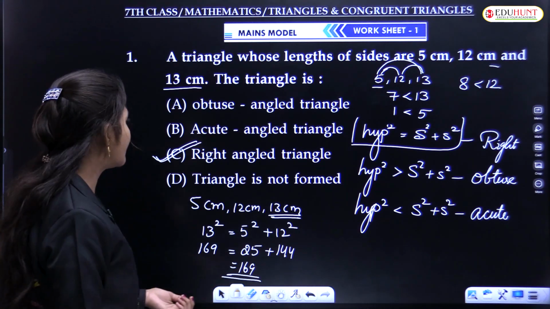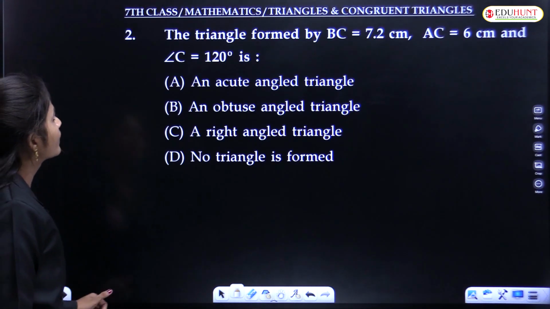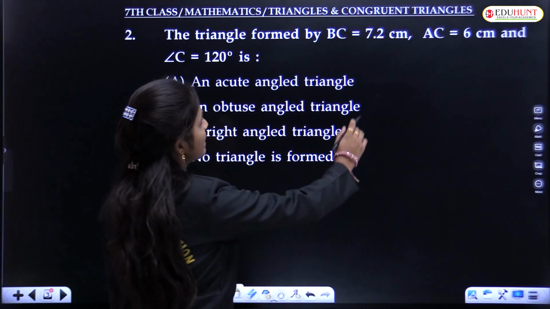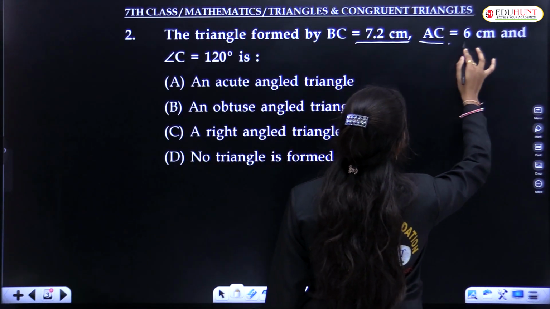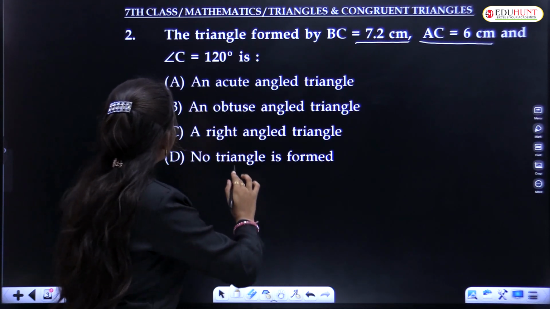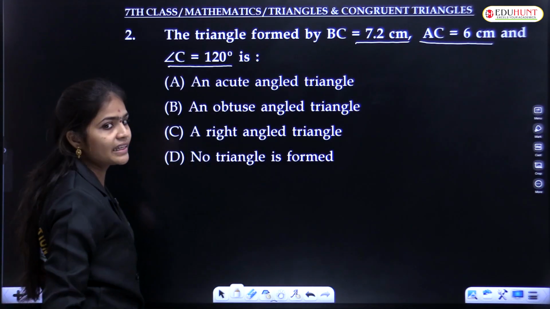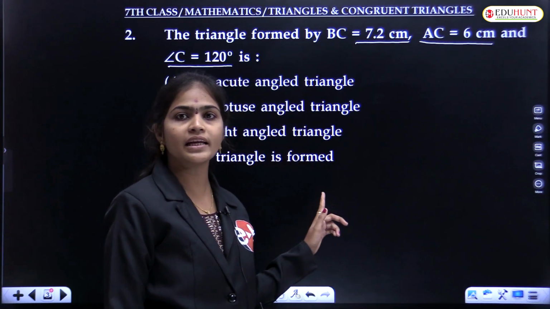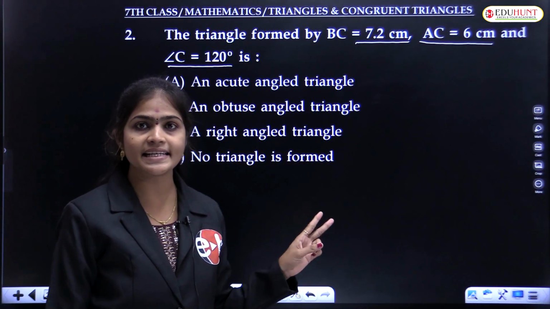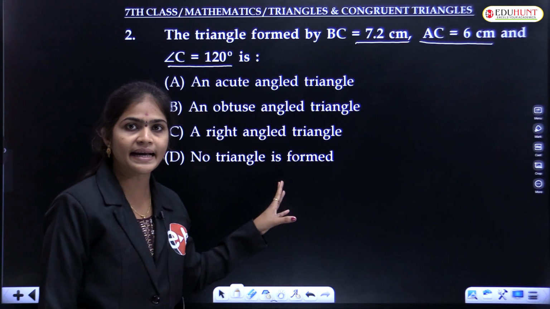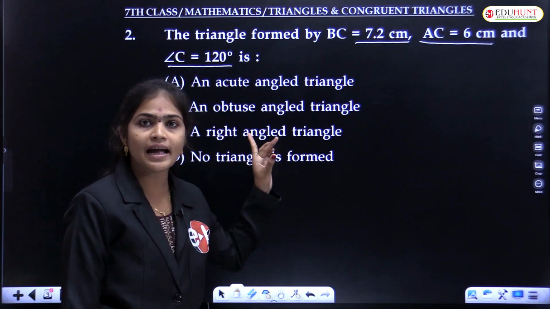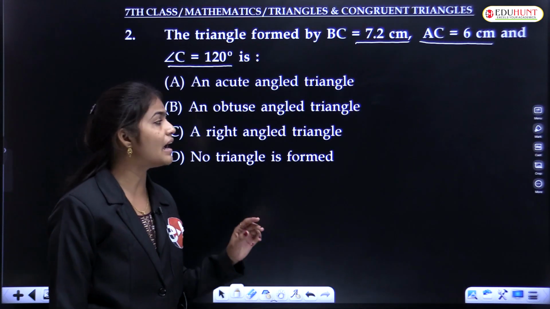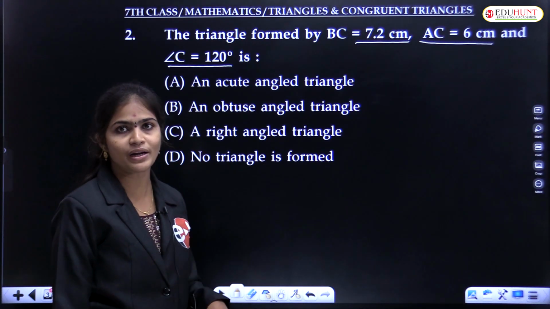Okay, so let us see the next question. The triangle is formed by BC equals 7.2 centimeters, AC equals 6 centimeters and angle C equals 120 degrees. This is like the previous question, but here they have given the measurements of two sides and one of the angles. By using these three measurements, we have to say which type of triangle it is.